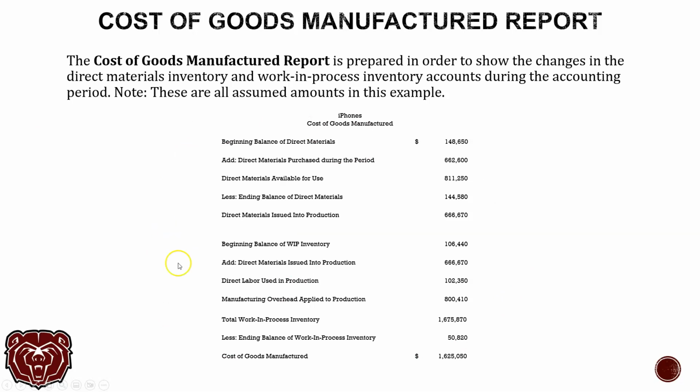This is an important one. I would take note of this. I would write this down. I would guess you're probably going to have a question on your exam asking you to create a cost of goods manufactured report. Okay, so you start with your beginning balance of direct materials.